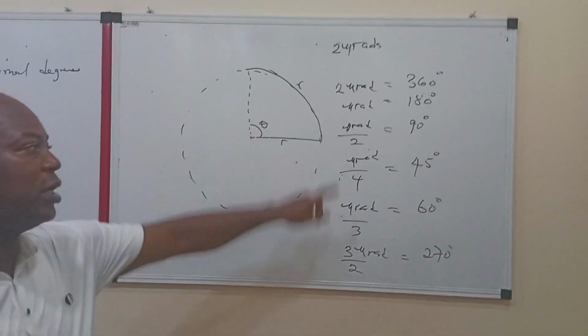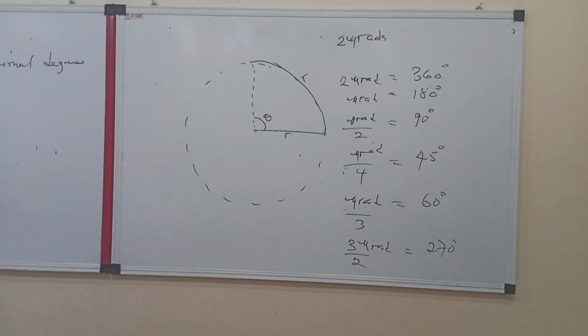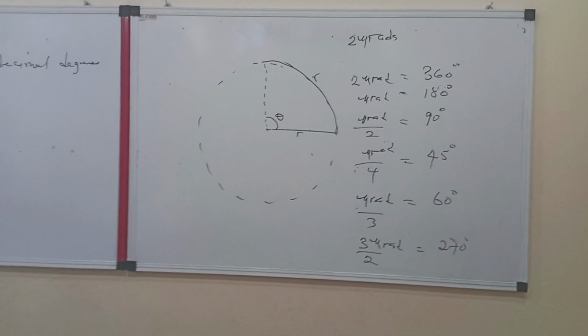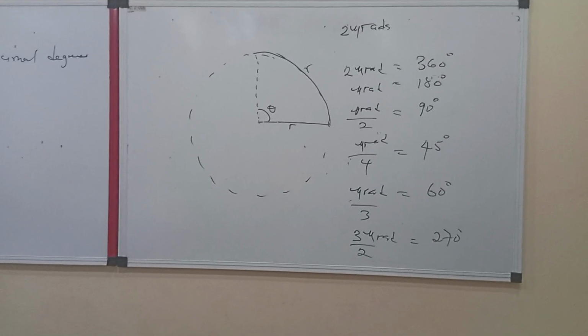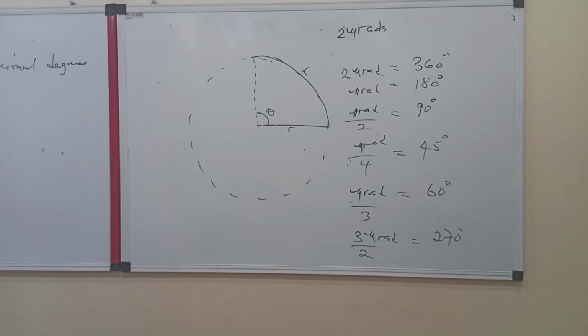So you can also relate radians and degrees. You can convert things that are in radians to degrees, and also things that are in degrees to radians.